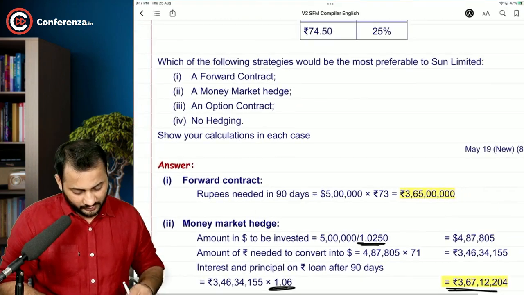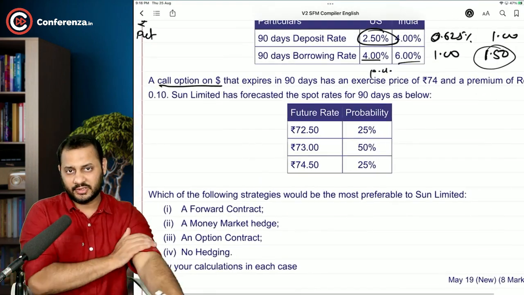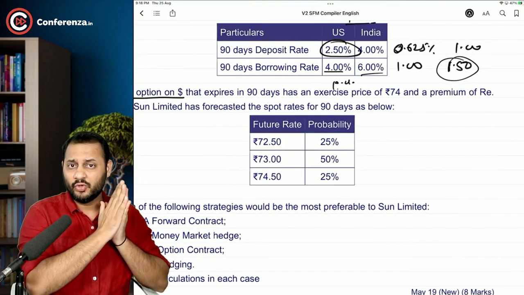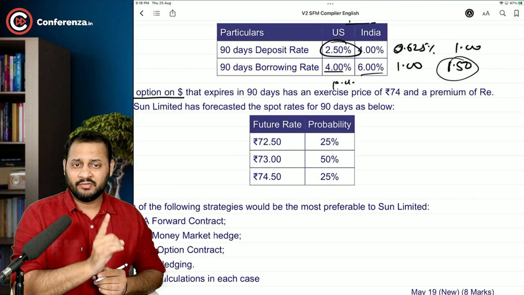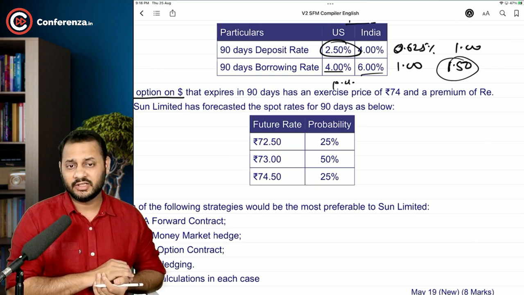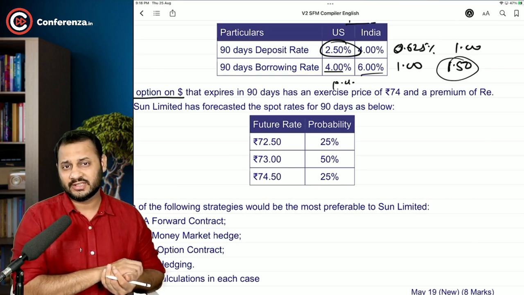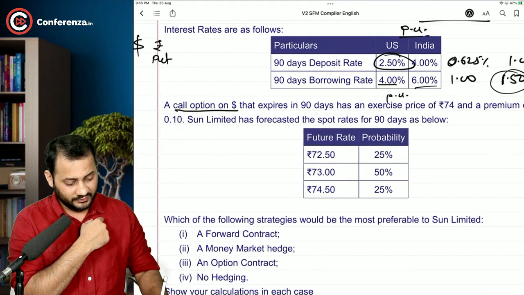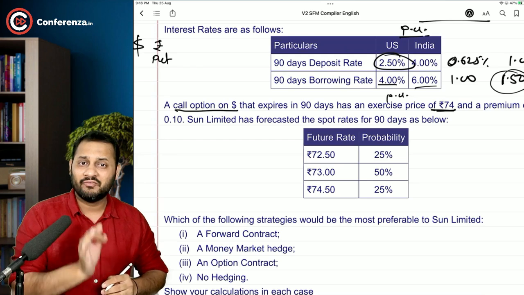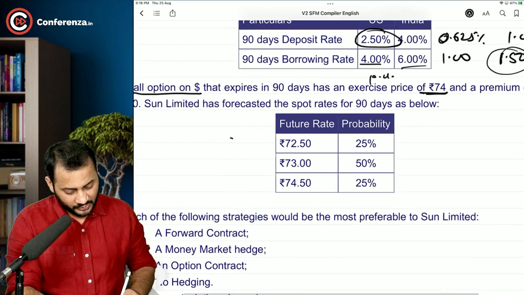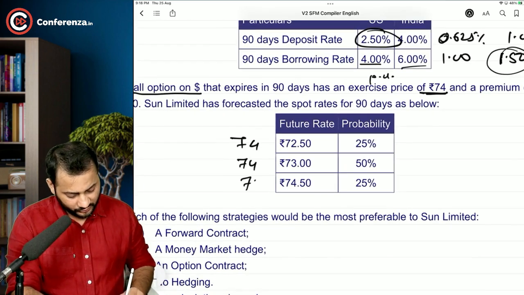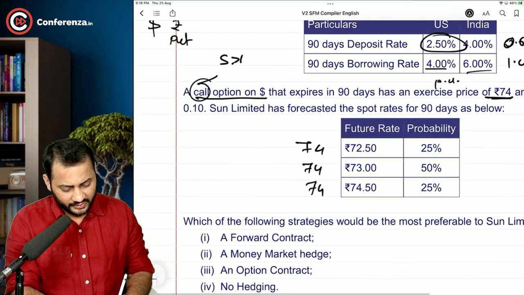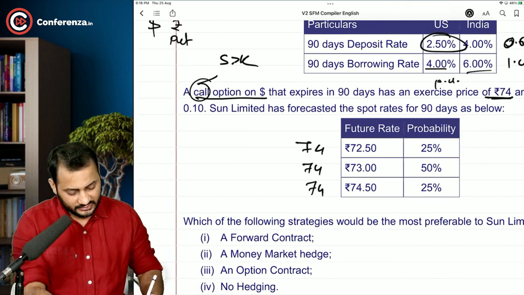Okay, sir. Now coming to the option contract. This is an interesting part. What will happen in the option contract? At expiry, you have the spot rates. At every spot rate, you will first decide whether you are going to exercise the option or not. See, the option price is 74. That means you can buy every dollar at 74 rupees. So let's keep it 74, 74, 74. You know, a call option is only exercised when the spot rate is greater than the strike rate. This is the spot rate.